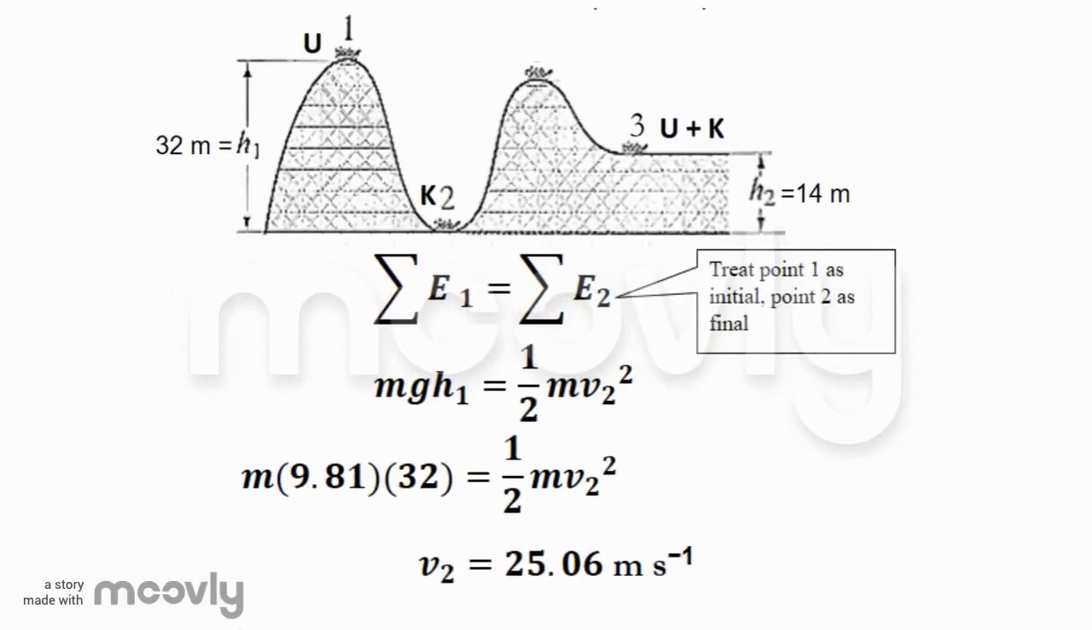So let's apply the principle of conservation of energy. The total energy at point 1 is equal to the total energy at point 2. So mgh is equal to half mv squared. Substitute, g is 9.81, height is 32, and you can cancel out the mass on both sides. That will give you V2 is equal to 25.06 meters per second.